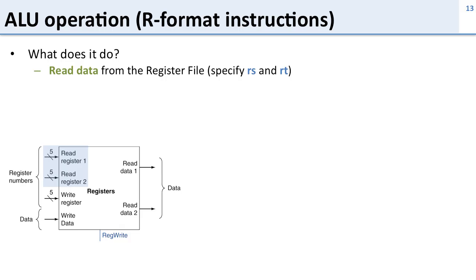So here are our inputs. These are the addresses of those registers. It specifies which registers to read. And then we have two outputs. This is where the data comes out from those registers. So we can read out the values from those registers.